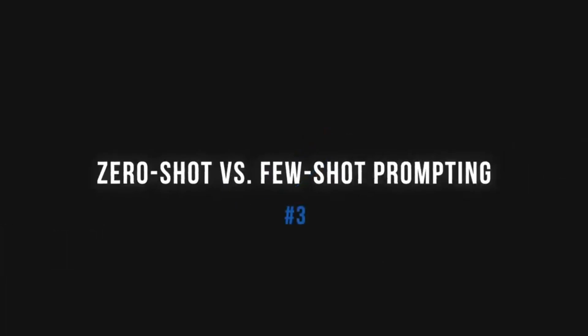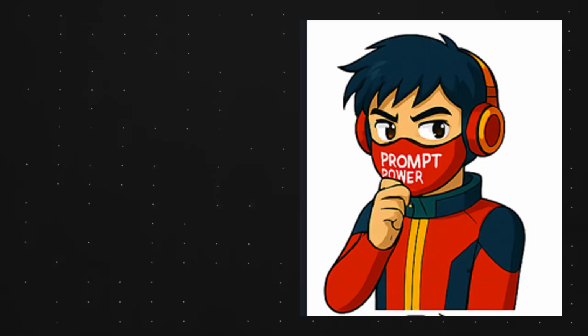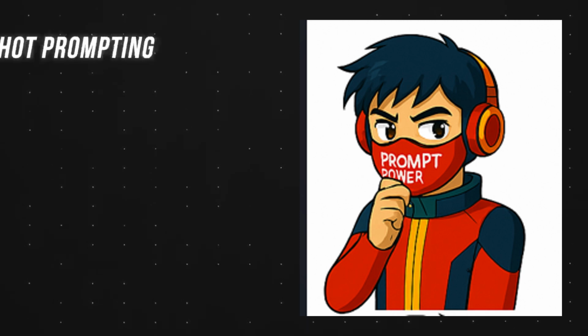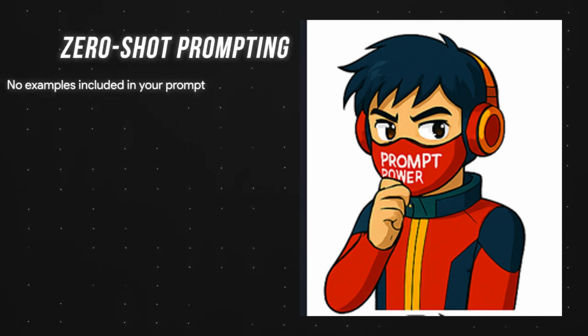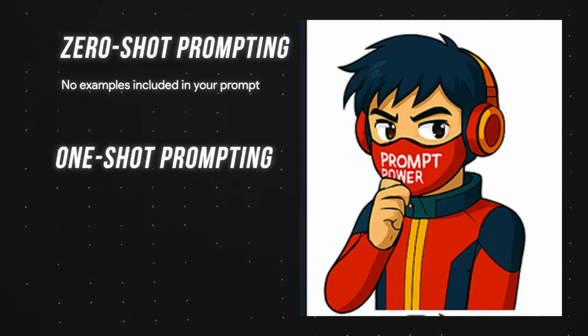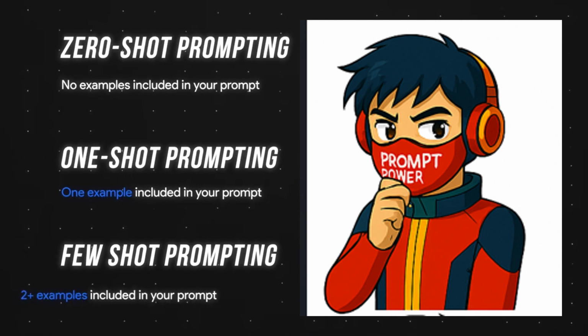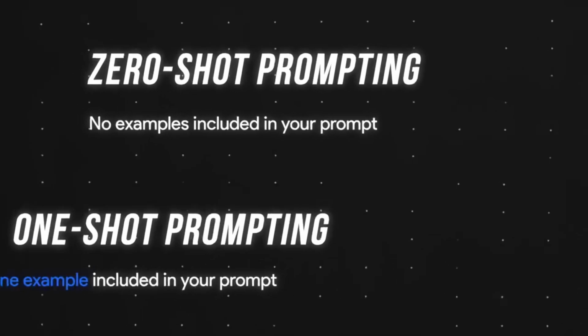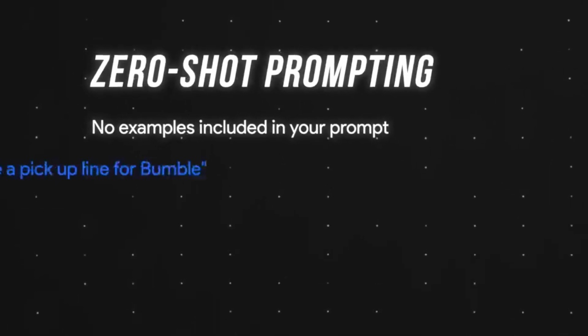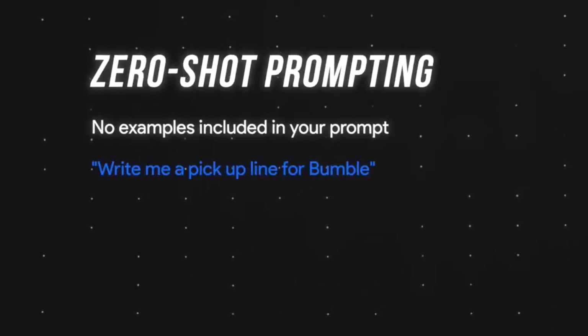Takeaway number 3, know when to use zero-shot and few-shot prompting. In a nutshell, the word shot simply means examples. Zero-shot means you use a prompt with no examples. One-shot means you include one example. Few-shot means you include 2 or more examples. For instance, a zero-shot example might look something like, write me a pickup line for Bumble.